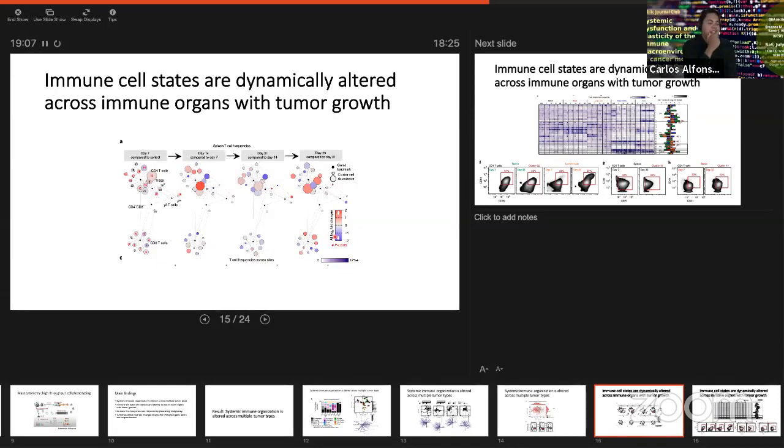So now the important question here is that the authors have reviewed the importance of the different changes in the microenvironment, but now the question is what happens at a systemic level, what happens with the immune system in other tissues that are not in direct interaction with the tumor center.